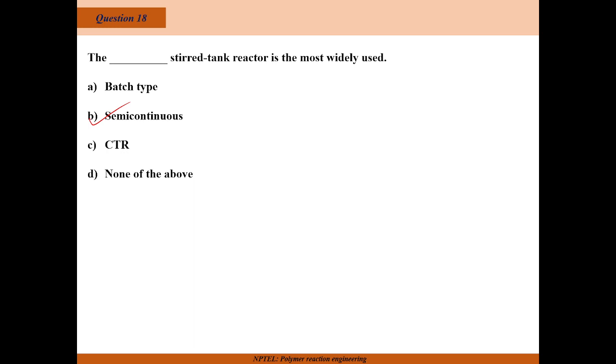The major reason is that it is much more flexible to reaction parameters, and that was mainly quoted in the lecture. The semi-continuous stirred tank reactor is the most widely used one.